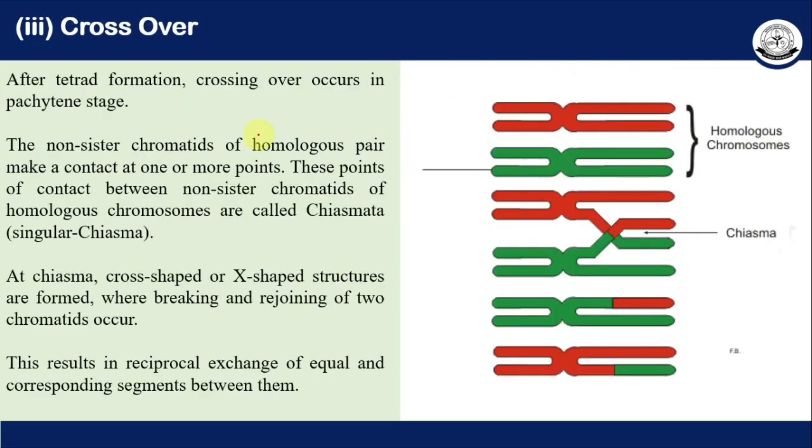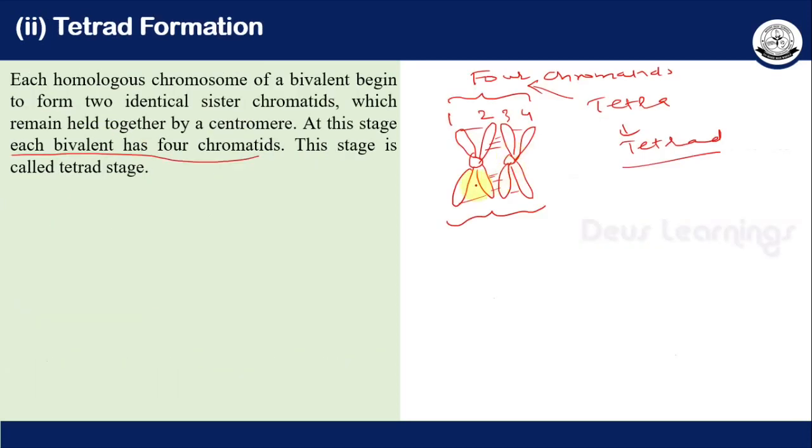Okay, then crossing over. After tetrad formation, crossing over occurs in the pachytene stage. So crossing over is initiated in pachytene. Before that I want to tell you one more thing. Generally a chromosome has a charge. What is the charge? DNA has a negative charge, and you know that same charges repel each other.